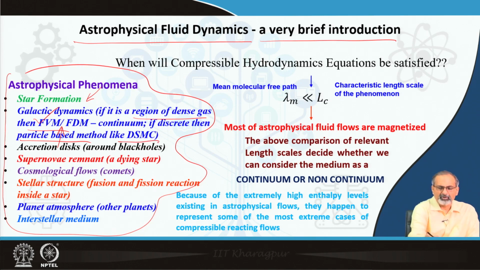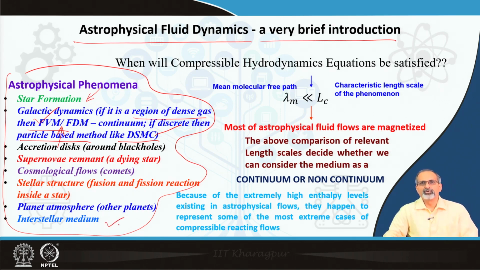And if it is a broadly dispersed particle kind of situation, you may like to use particle based methods like direct simulation Monte Carlo, which is abbreviated as DSMC over here. Accretion disks which are formed around black holes, supernova remnants which are there in the case of a dying star, cosmological flows involving comets, stellar structures, fusion fission reactions inside a star, planets in our solar system and beyond, and interstellar medium.